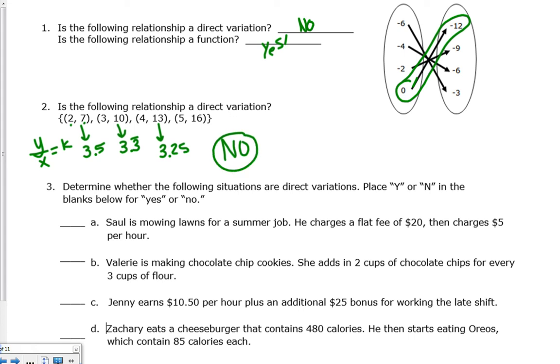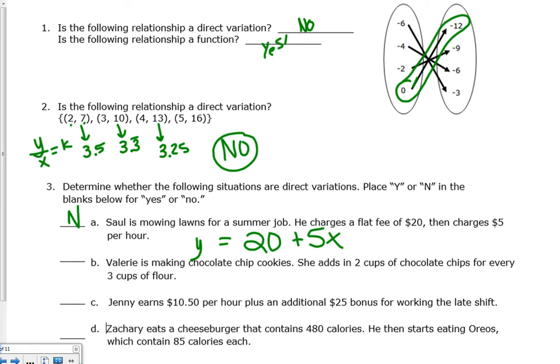Number 3. Determine whether or not they're direct variations. You'll notice these are stories, so we need to turn them into equations. So letter A, Saul is mowing lawns. He charges a flat fee of $20, and then he also charges 5 per hour. Made that into an equation, I can see that it's a no.